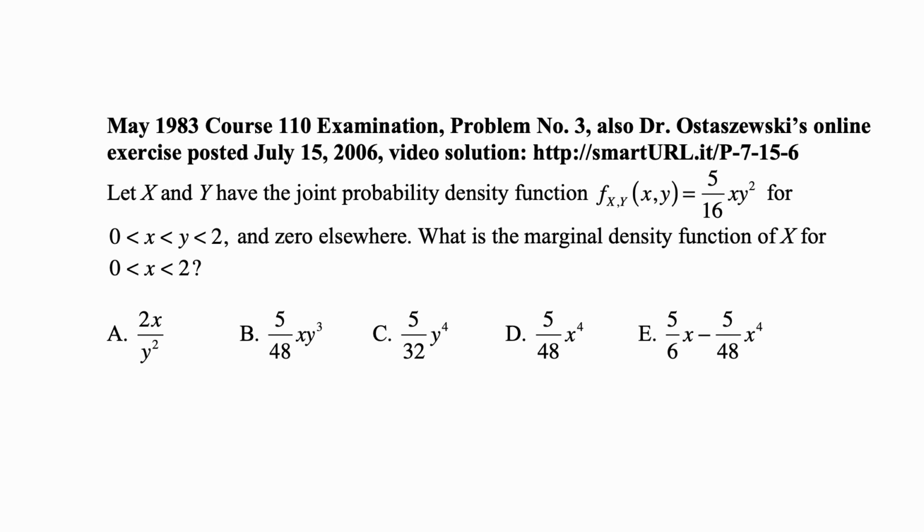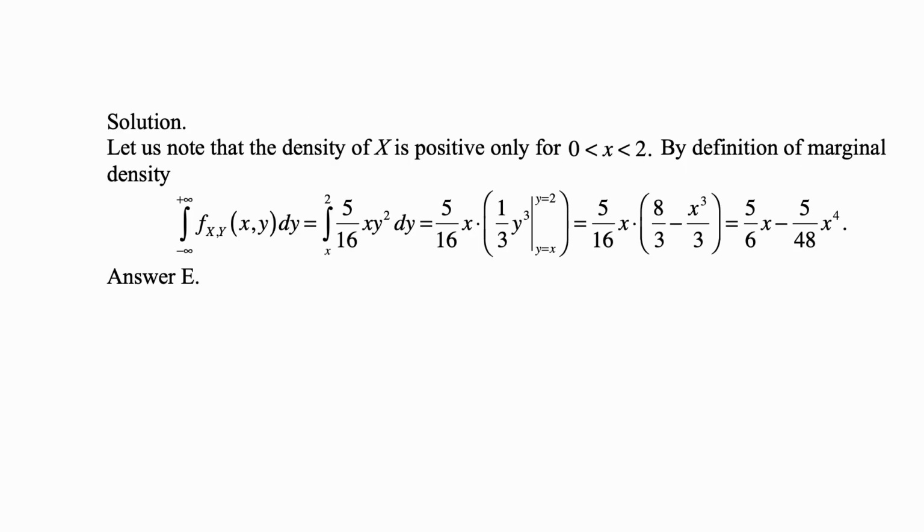So what is the marginal density function of x for x between 0 and 2? And here's the solution. For x, for which we are doing the calculation of the marginal density of x, its density can only be positive when x is between 0 and 2. And remember, the only values of y that we consider are more than x.